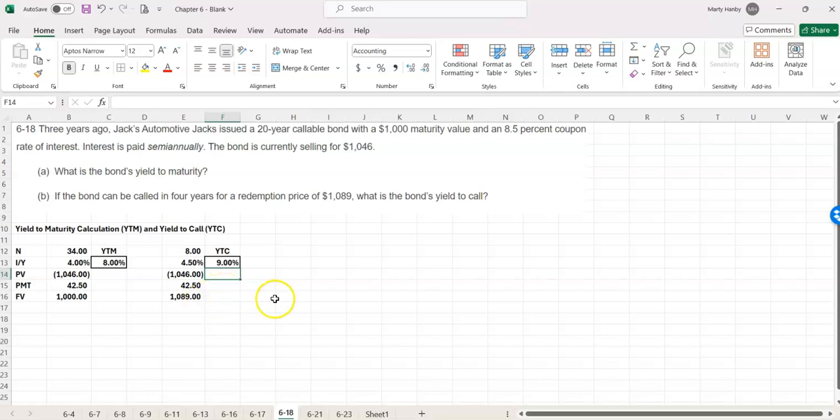So this bond could be called because interest rates are lower than when the bond was issued. They would probably need to be lower than 0.5%, so 1 to 2%, for the bond to be called and to benefit the issuer, but it's possible that they could be called.